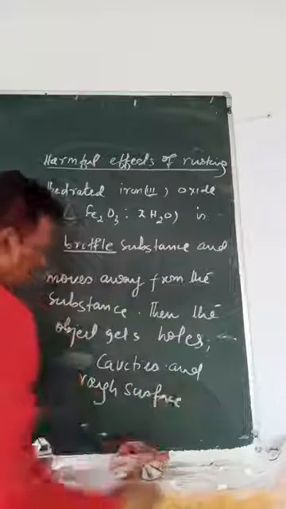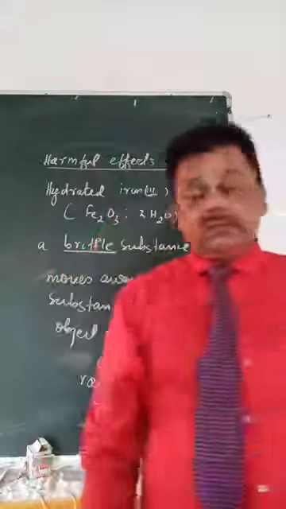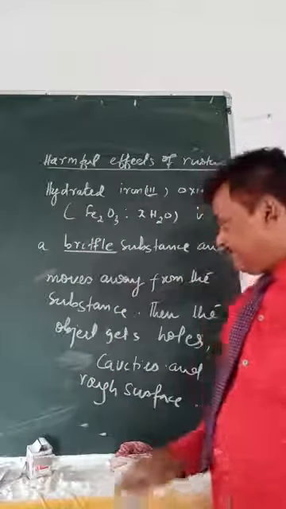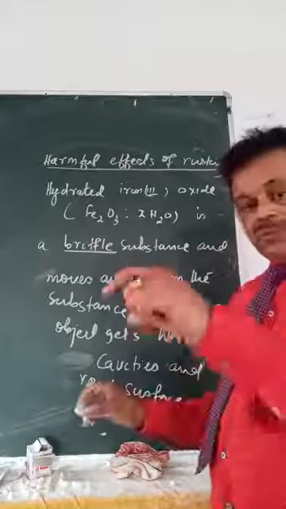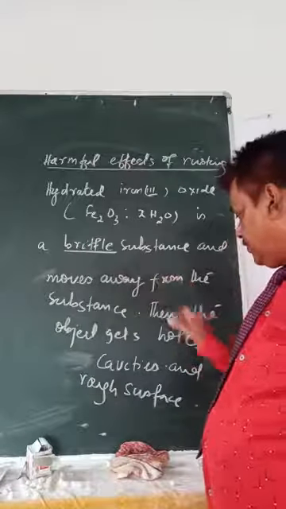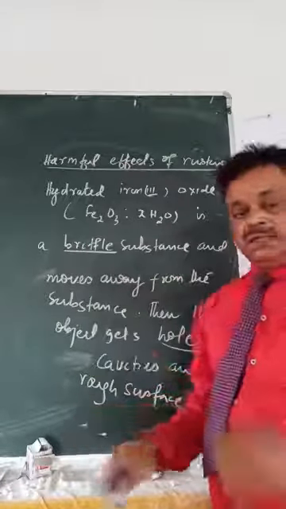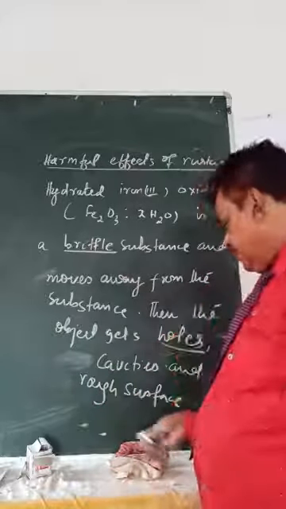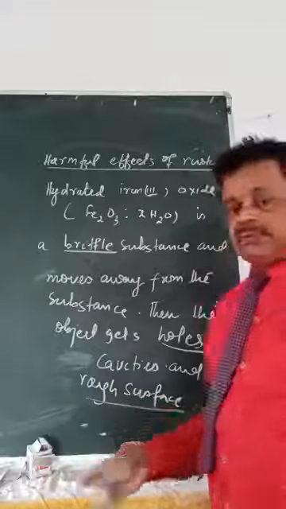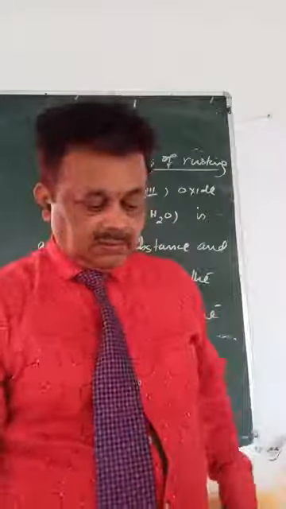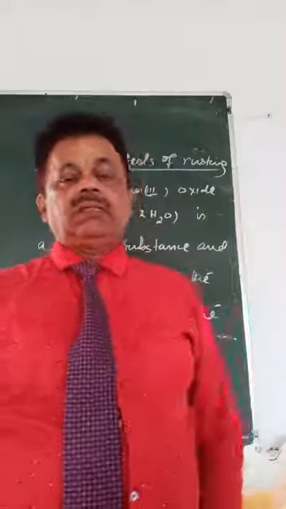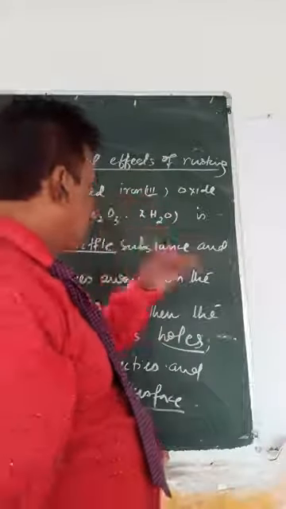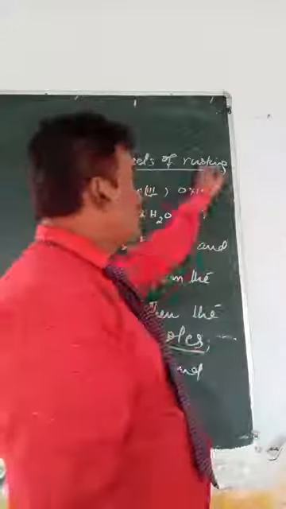So what are the three things you are finding? When this hydrated oxide is removed from the iron, it leaves holes. Cavities mean somewhere it will be broken, somewhere there will be a cave-like hollow. Then the surface also becomes rough, so it becomes less useful and can break anytime. That is why we should always prevent it from rusting.